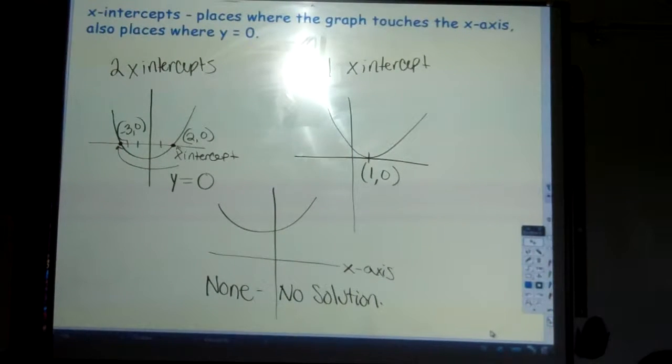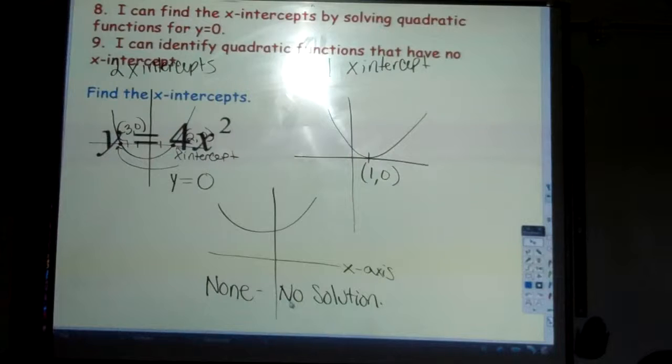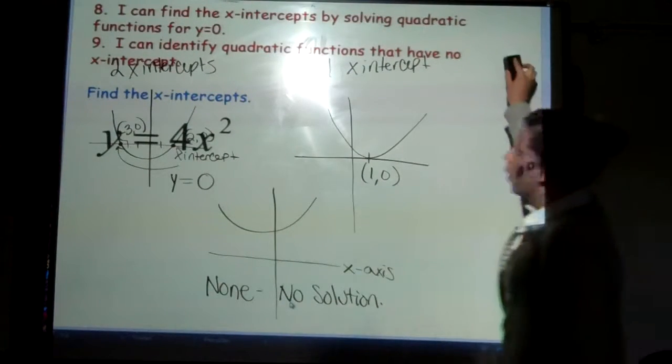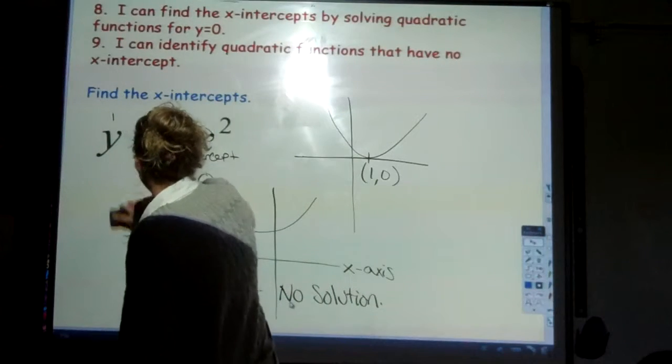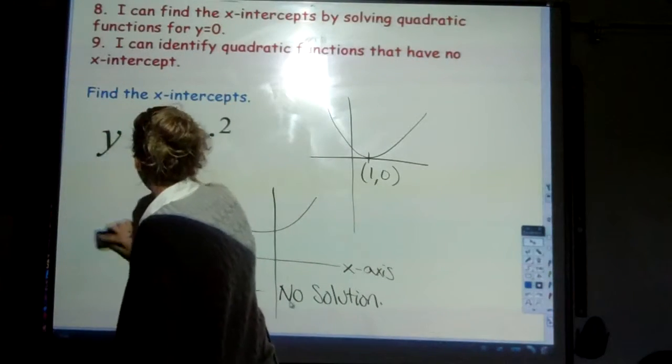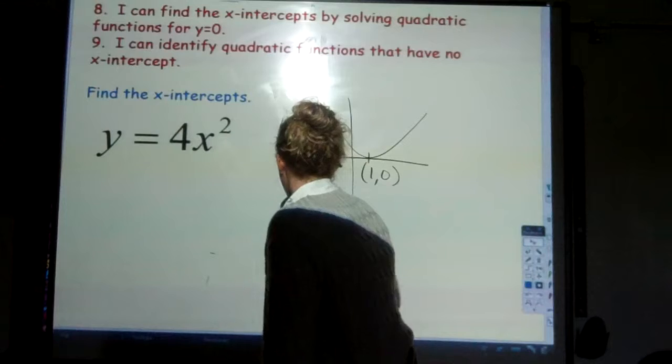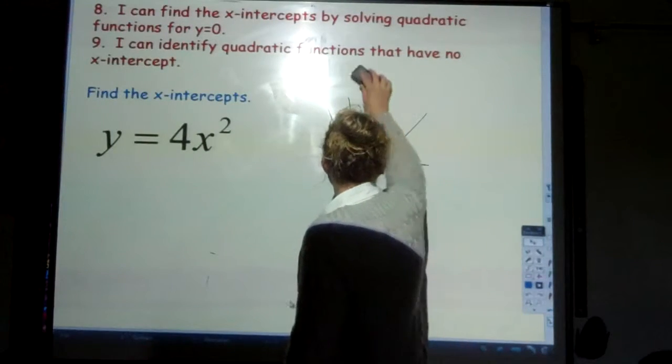So let's look at an example of trying to find the x-intercepts. The learning targets are 8 and 9, and we're going to try and find the x-intercepts in this quadratic function, y equals 4x squared.